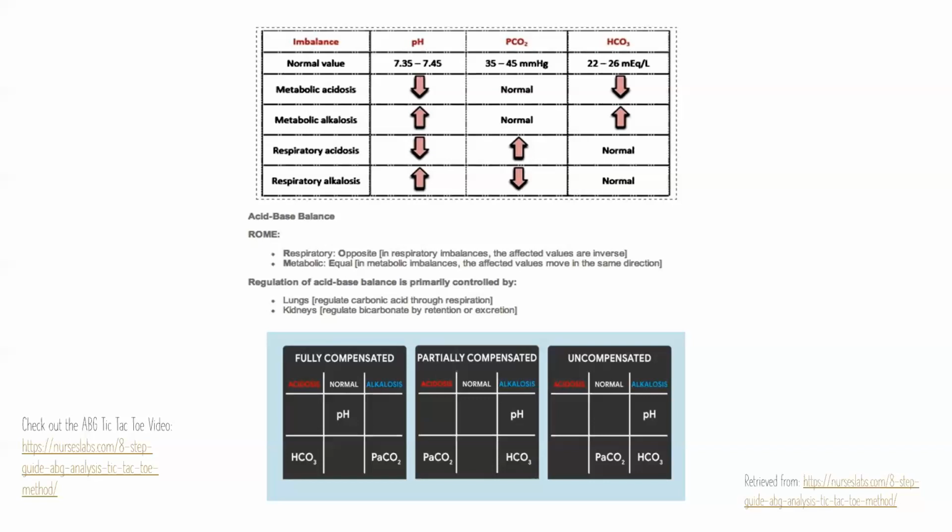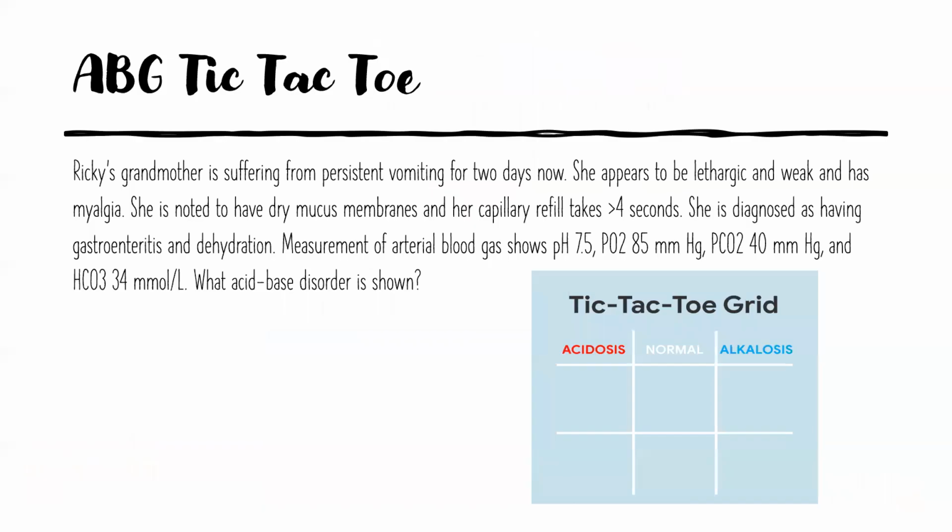Now we are going to take a look at our sample problem. This is ABG Tic Tac Toe. Ricky's grandmother has been suffering from persistent vomiting for 2 days now. She appears to be lethargic and weak and has myalgia. She is noted to have dry mucous membranes, and her capillary refill takes greater than 4 seconds. She is diagnosed as having gastroenteritis and dehydration.